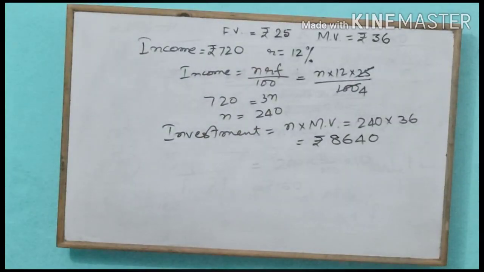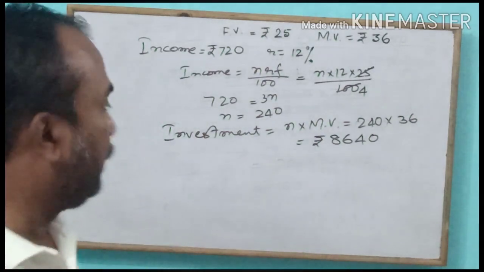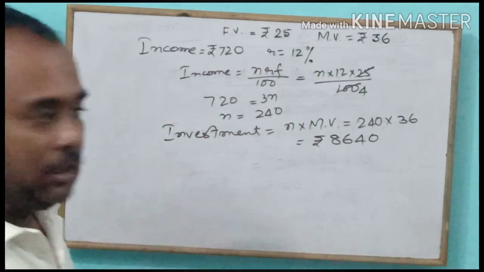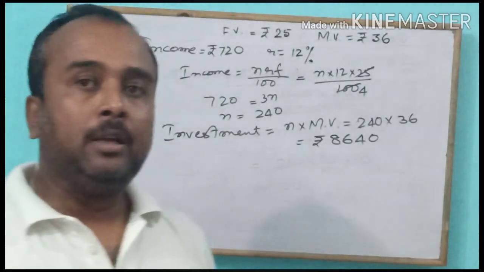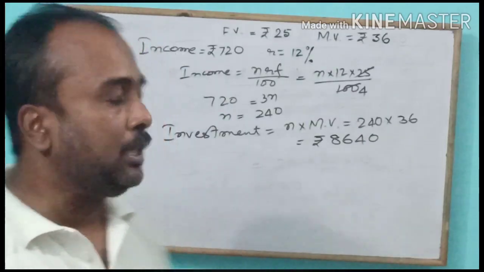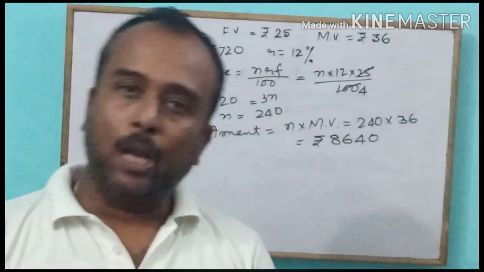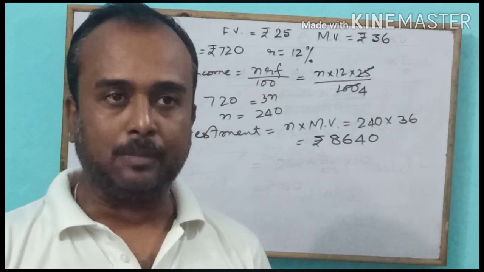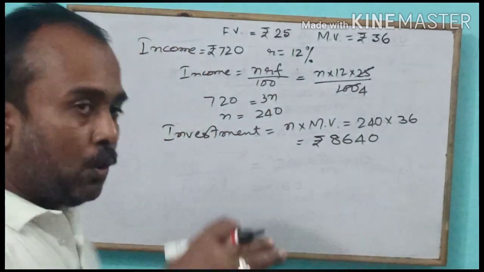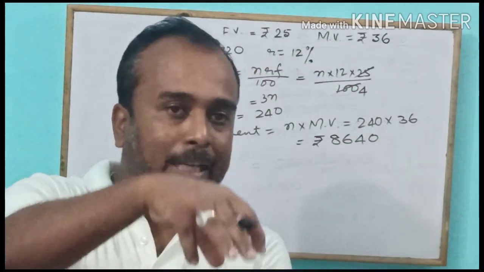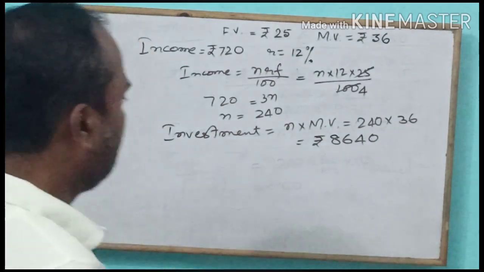8,640 rupees is the investment. And one more thing we have to find is percentage of return. Now usually students get confused between rate of dividend and percentage return. Percentage return compares whatever I have invested with the income on the investment, as a percentage. That is, the income which I have got on the investment into 100. That is the percentage return.